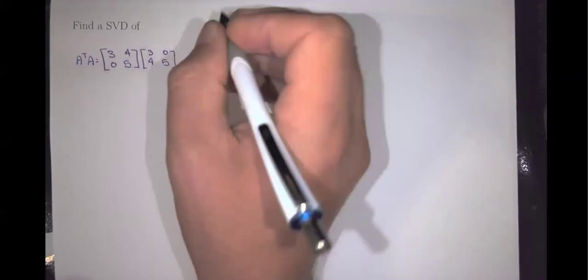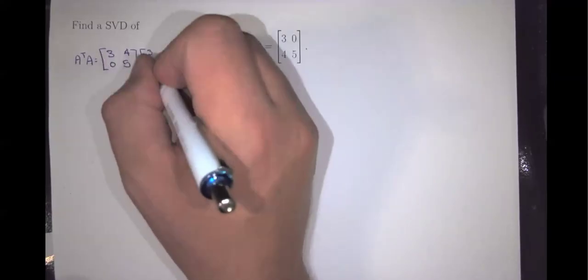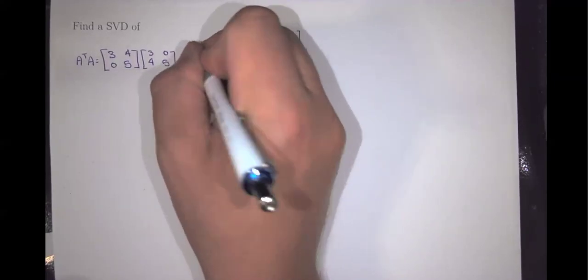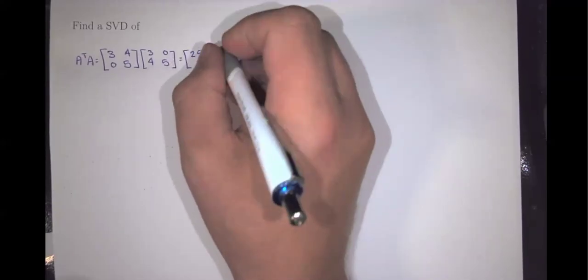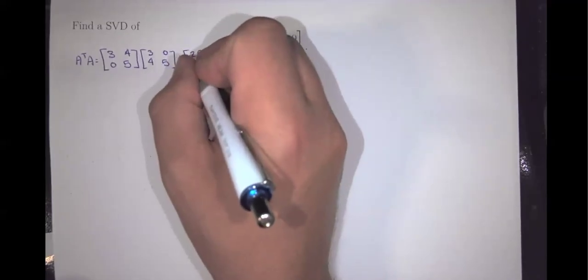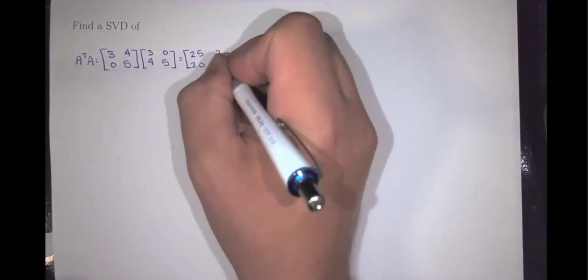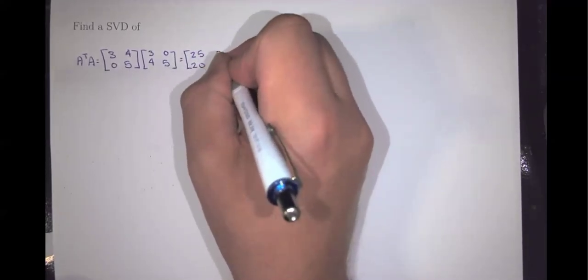3, 4, 0, 5 times 3, 4, 0, 5, which gives us a matrix. 3 times 3 is 9, plus 16 is 25. And then we get 20. And then by symmetry, we get 20 again. And then in the far right corner, we get 25.